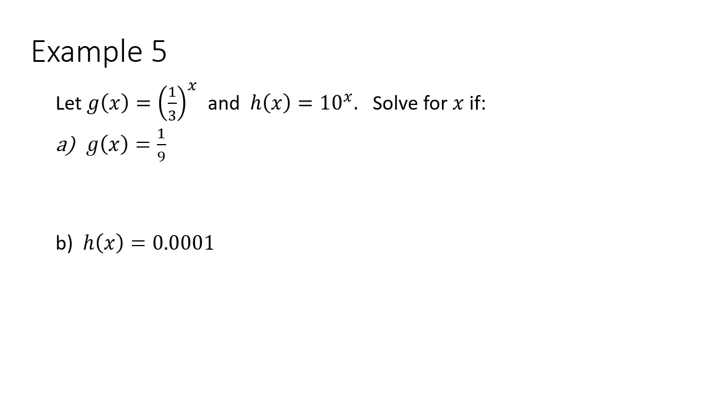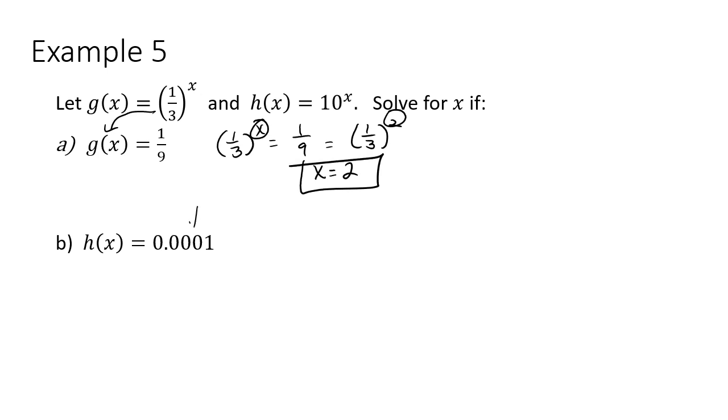Example 5 is similar to example 4. It's just now also mixing in a little bit of function notation. So in this case, we're told that g of x is equal to 1/3 to the x power, and h of x is equal to 10 to the x. So in part A, we're asked to solve for x if g of x is equal to 1/9. So in other words, if 1/3 to the x is equal to 1/9. And since 1/9 is 1/3 squared, that means x would have to be equal to 2.